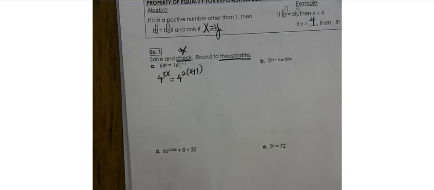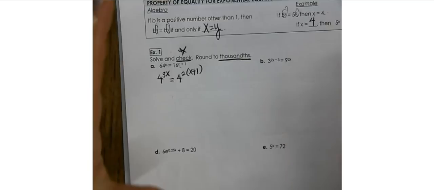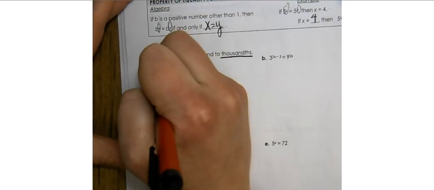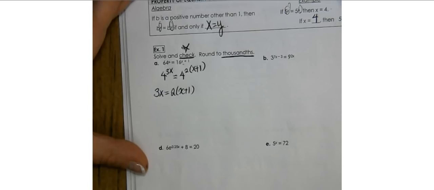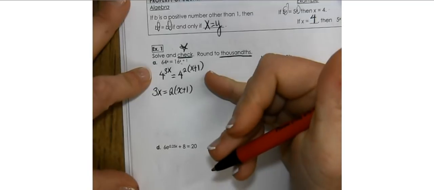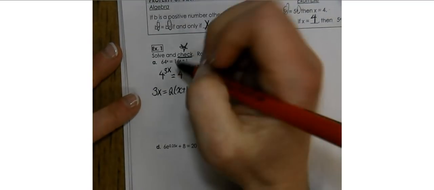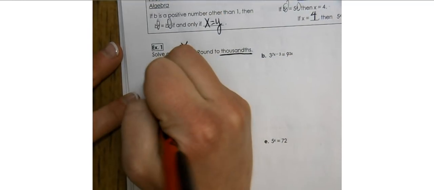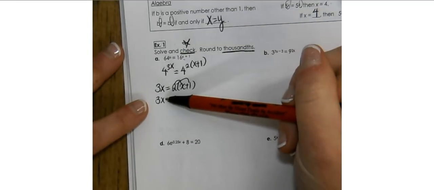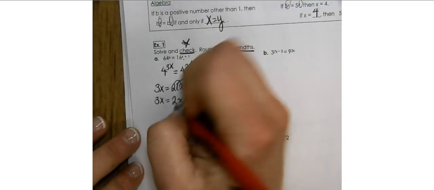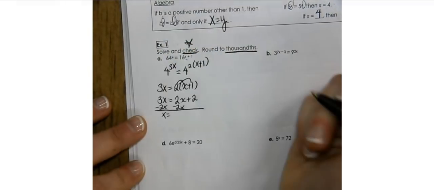So now that I've rewritten the bases to be the same, I can now set my exponents equal to one another. So this is going to be 3x equals 2 times x plus 1. So I rewrote the bases to be the same, I set the exponents equal to one another, and now I'm going to solve for x. So I'm going to distribute 2 to each term, and I have 3x is equal to 2x plus 2. Since 3x only has x's on its side, I'm going to subtract 2x on both sides. And by doing that, I end up with x is equal to 2.